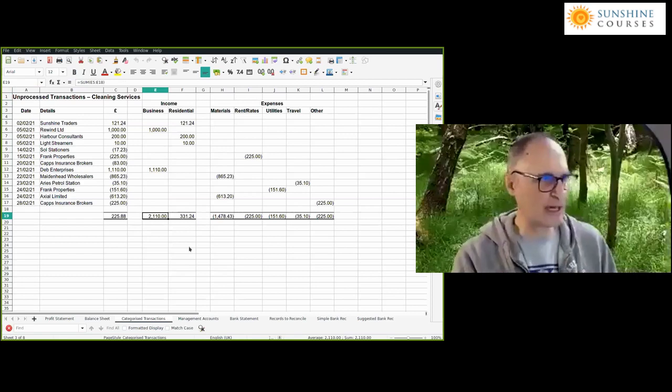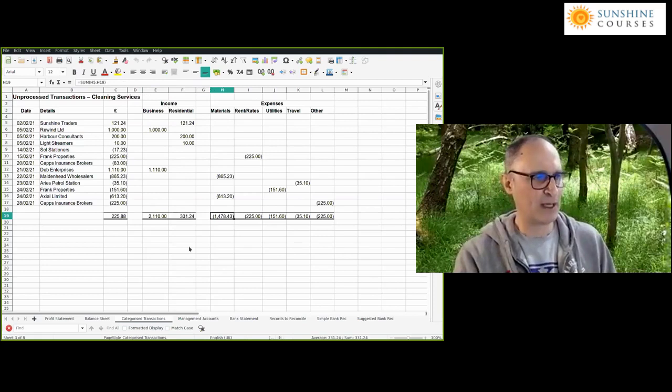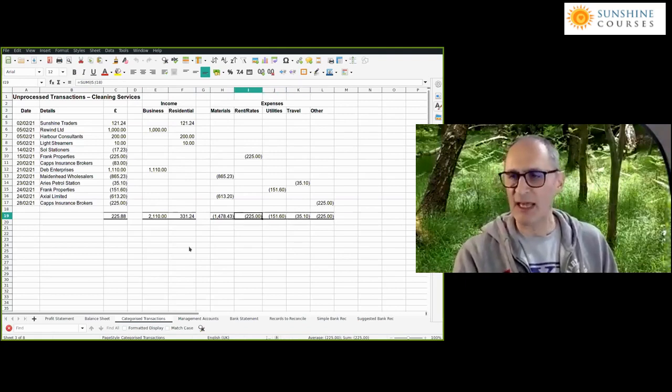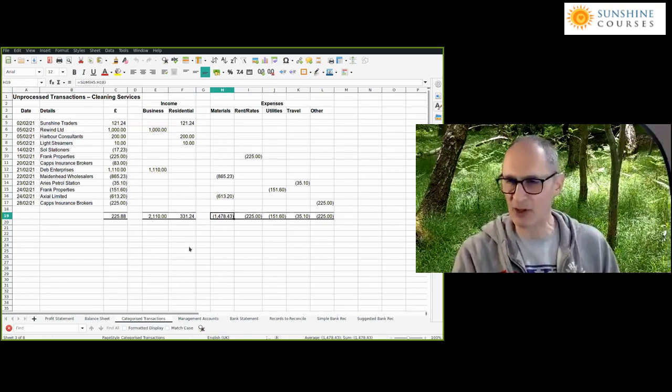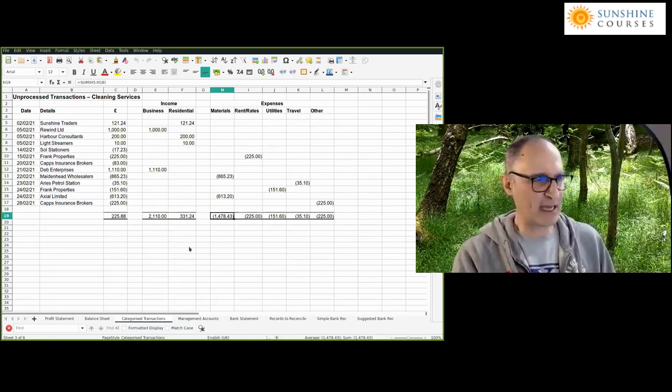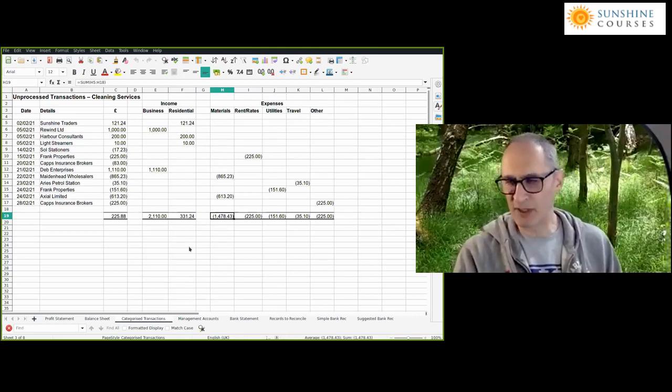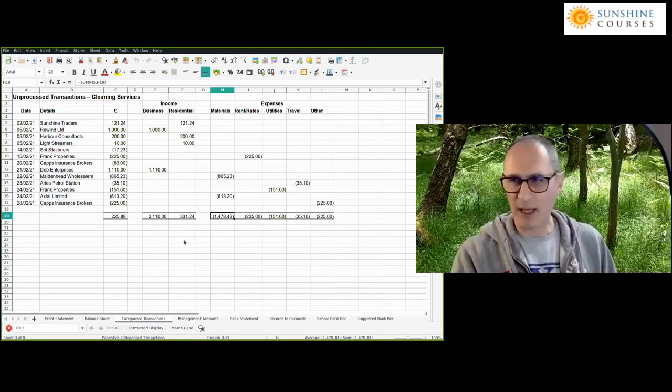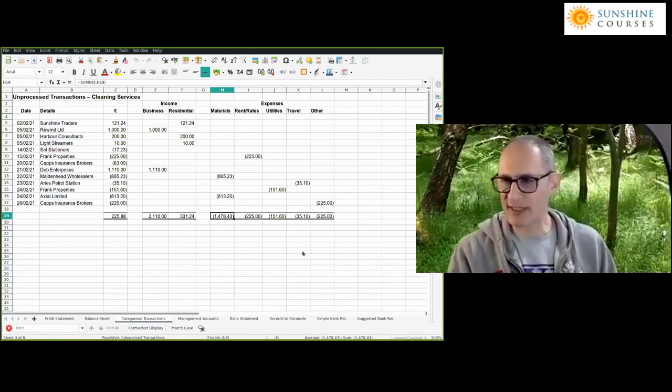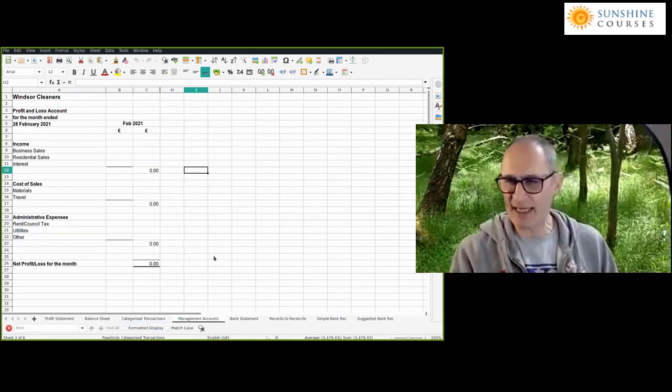The total of the income for the business was £2,100 of business income, £300 of residential income, and various expenses, materials, rent and rates, utilities, and travel. And although this is a small number of transactions, exactly the same principle applies even if you had 5,000 transactions, that you're putting them together in categories and getting an overall total. So if you've got just a very small number of transactions, sometimes this is actually enough to show as accounts to somebody. But typically, we need to create a more sophisticated layout to make it a bit easier.